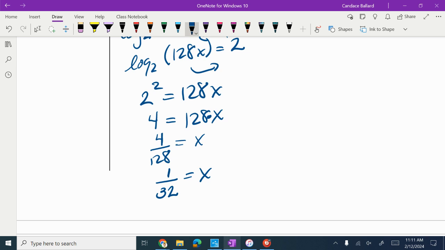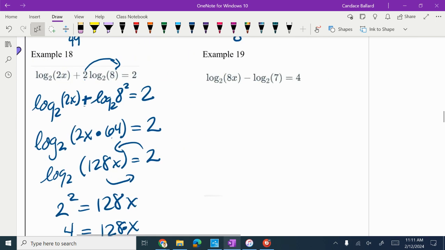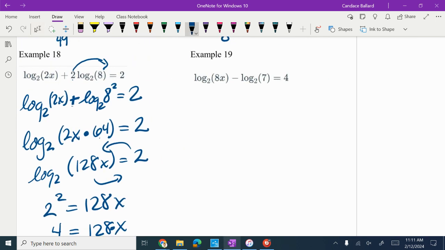All right, we're going to try it again. Okay. So I don't have any little coefficients in front, so I got to check for that first. So I don't need to move any exponents up. What does subtraction turn into? Division. So log base 2 of 8x over 7 equals 4.